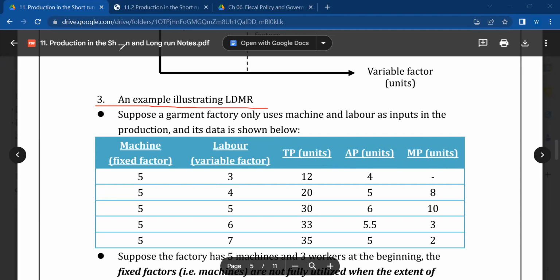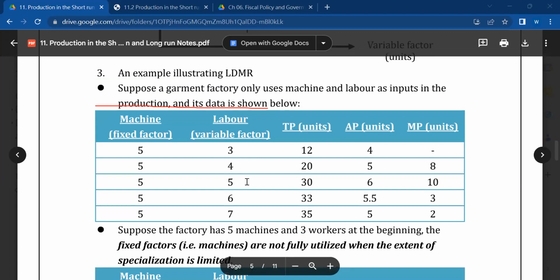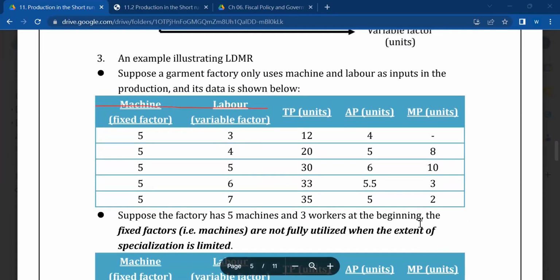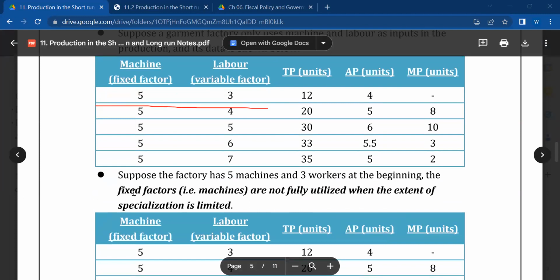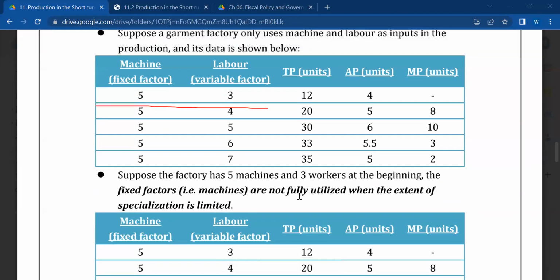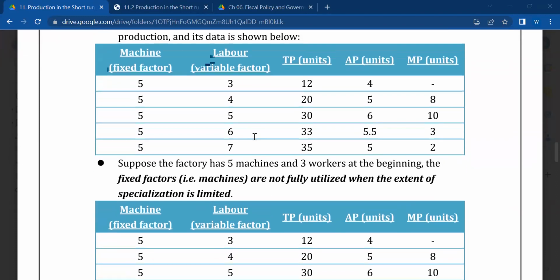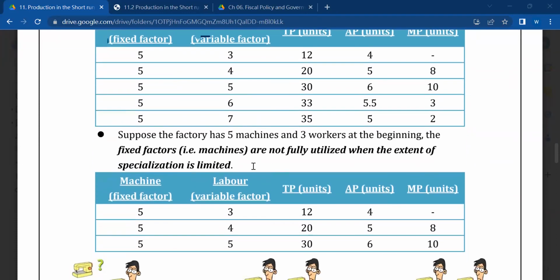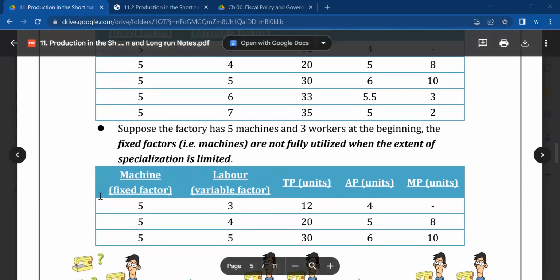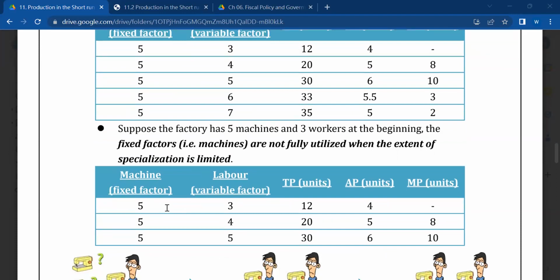Okay. So the story is that suppose the factory has 5 machines and 3 workers at the beginning. The fixed factor, that is the machines, is not fully utilized when the extent of specialization is limited. It means at the beginning, we have 5 machines, but only 3 workers at first. So there are 2 machines not used, right? That means the machines are not fully utilized.